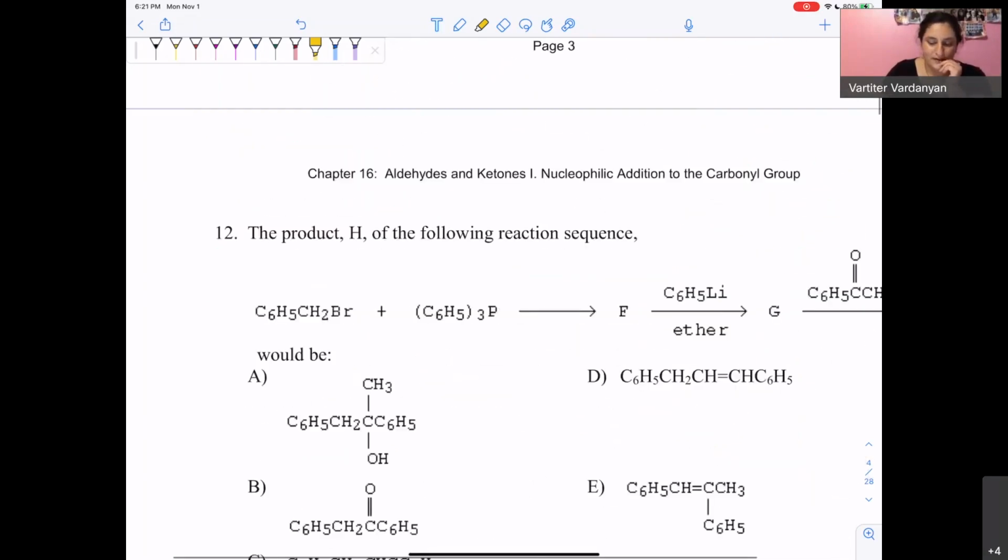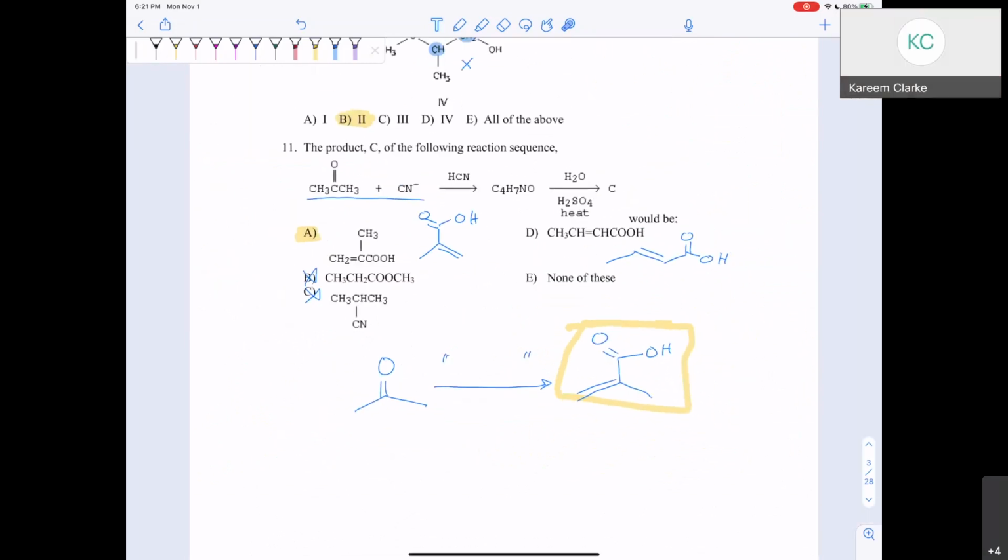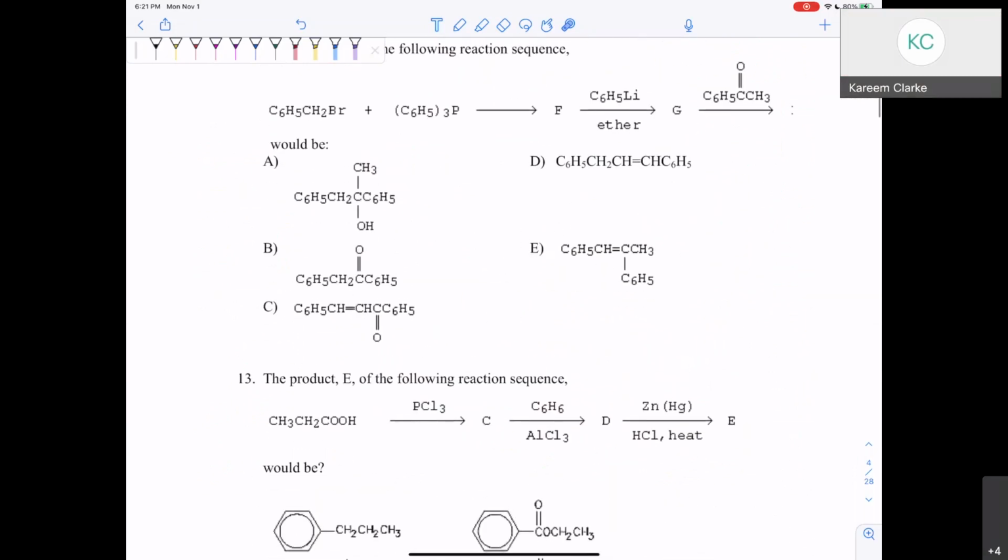Hey Rose, you said a ketone plus the cyano creates a carboxylic acid? Yeah, so it would have this base on it, and then it would have a carboxylic acid. And the carboxylic acid just goes wherever the O was. So we replaced the O with a carboxylic acid. Okay. Great question.